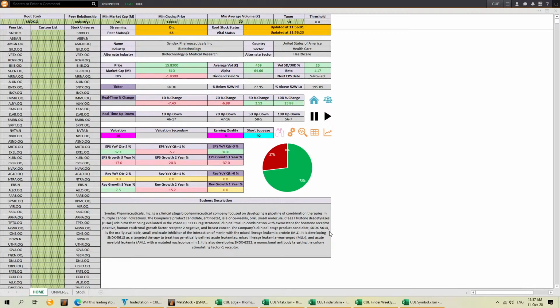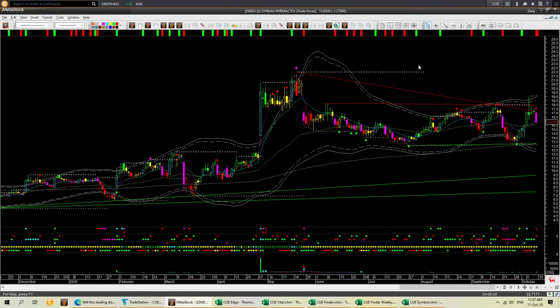Industry is patchy and it's biotech. I may not rely so much on industry for not-so-big biotechs. This is not one of the bigger ones, at least I don't know about this stock. So SNDX is looking like a possible shorting opportunity.